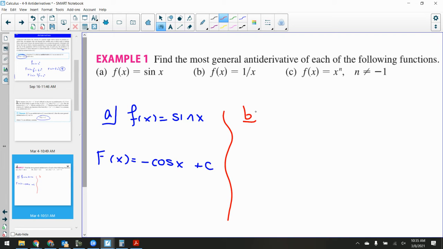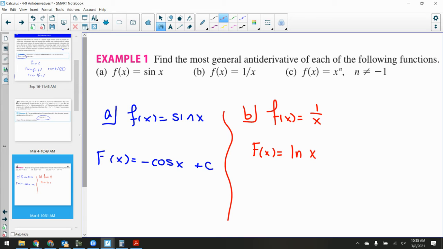All right, now this is a tricky one. You're close. ln of x, natural log of x. What gives 1 over x as its derivative? ln of x.